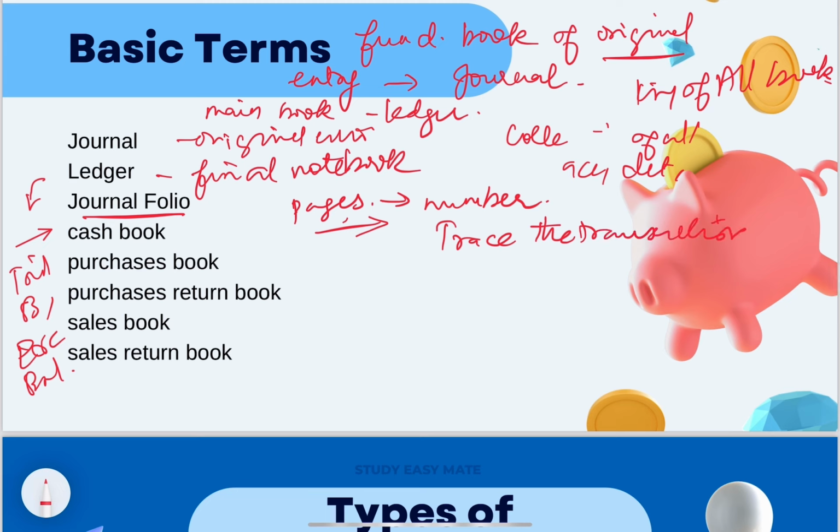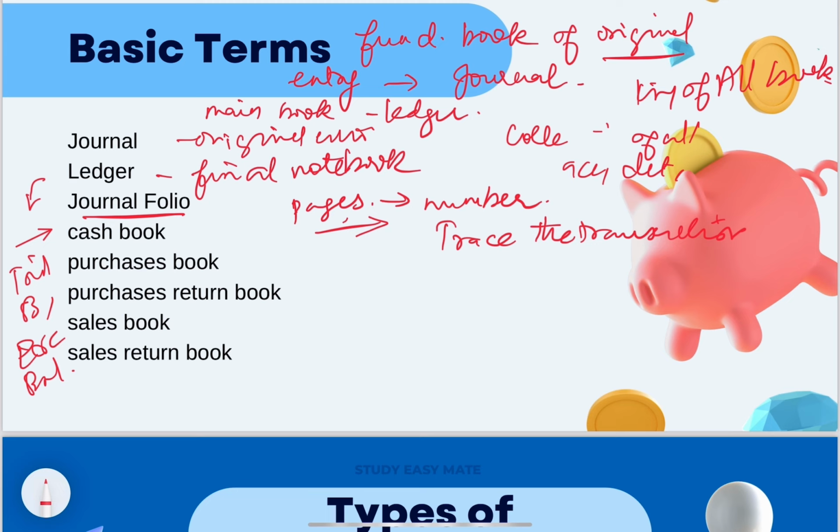For example, say you write a transaction in the journal, the day book, right? Then you post the transaction to the ledger. When you do that, you write the journal page number in the journal folio column of the ledger. This makes it easier to find the original entry if you ever need to check it later. You get it? Right.